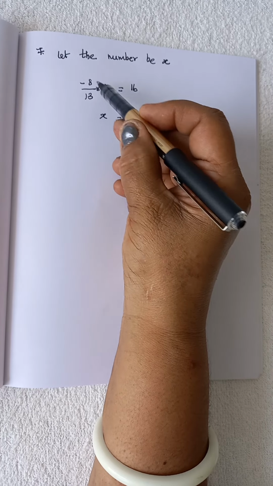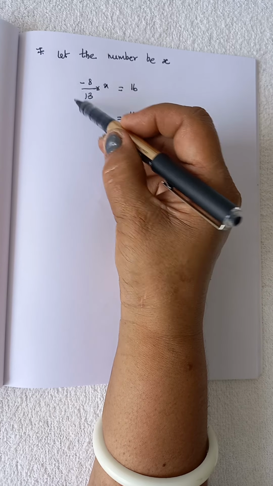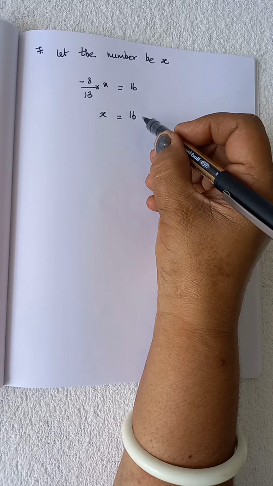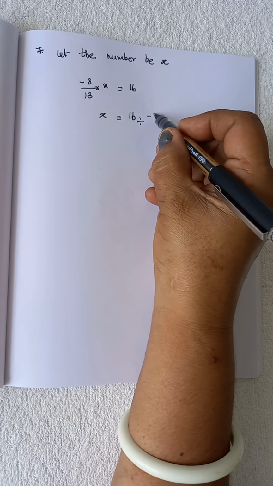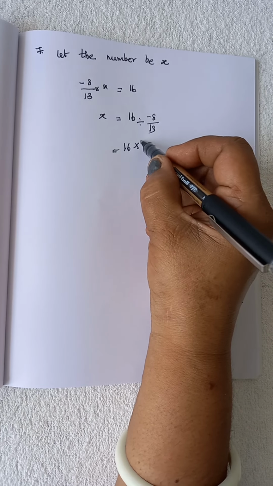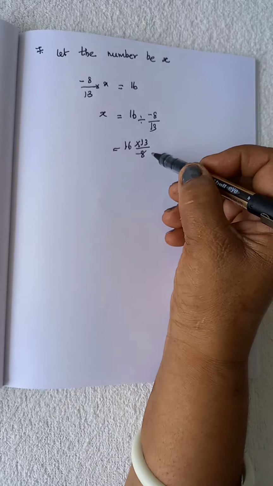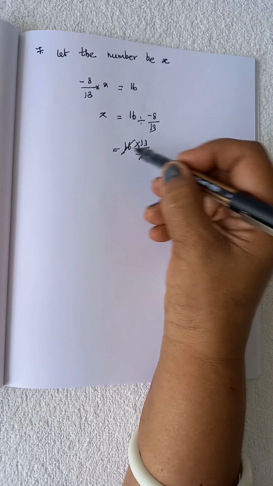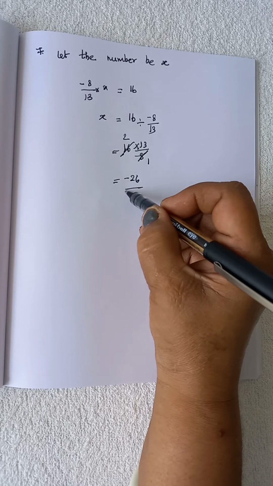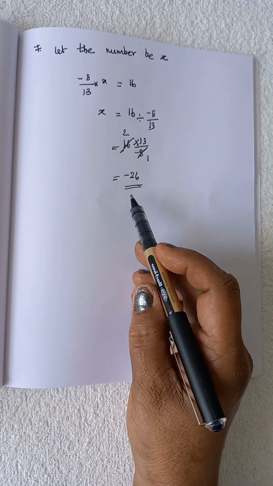Now see what is multiplied here with x? Minus 8 by 13. So we want to take this minus 8 by 13 to the right side, so it will get divided there. So divided by minus 8 by 13. Now this is equal to 16 into 13 by minus 8, as division is the inverse of multiplication. Now 8 and 16 can be cancelled 1 time, 2 times. So this is equal to minus 26. So the number to be multiplied is minus 26.